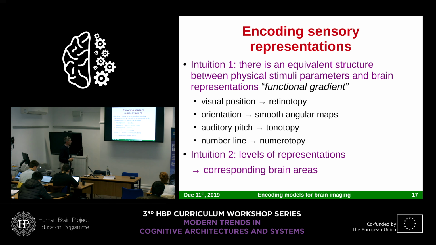This was the first intuition. The second one is that for a complex stimulus, you will have different levels of representations, more or less abstract. You can always characterize an image by relatively low-level features, like the local contrast in the image or the color histogram, or by more high-level features, like the semantics of the image. Oh, there's a face, there's a landscape, or something like that. And this corresponds to different levels of abstraction, and these different levels probably correspond to different brain areas.